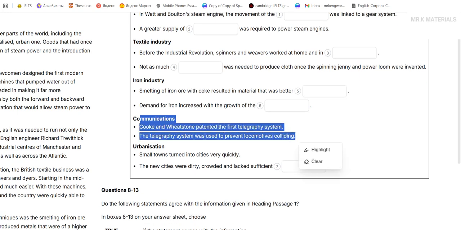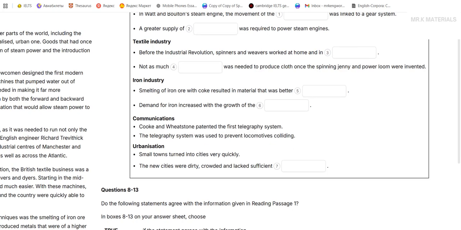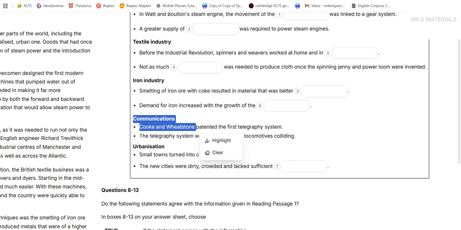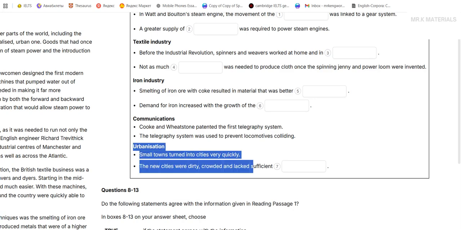About communication, I don't really need anything, but still, that could help me to know that after communication, I'll find urbanization. So urbanization is about cities, about people moving to cities. So I'll have to find some information about people moving to cities also.